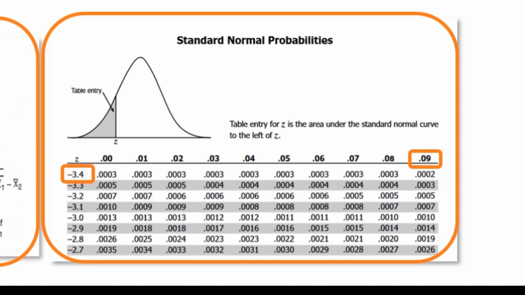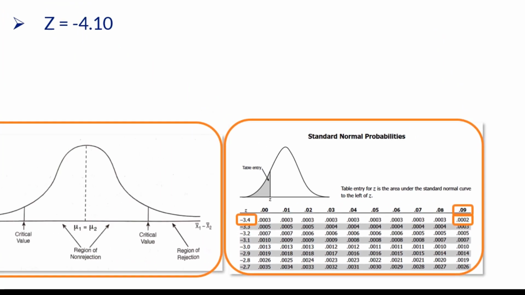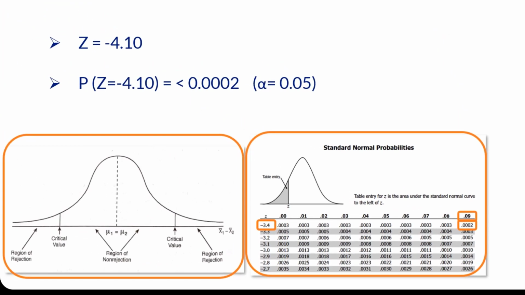So our table only goes up to 3.49. You can see that our p-value there is 0.0002. So if our z is higher than that, our p-value must be even lower. So we can say that our p-value for z of minus 4.1 is less than 0.0002. And alpha is 0.05. That means the p-value is well below the alpha level.